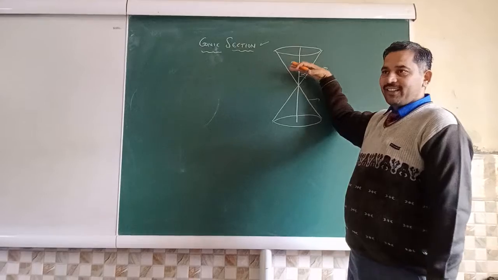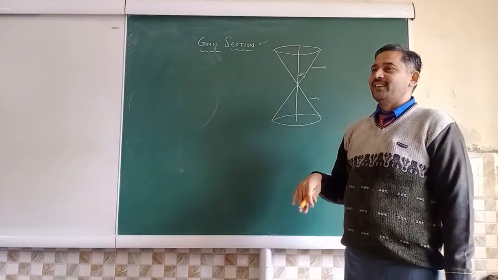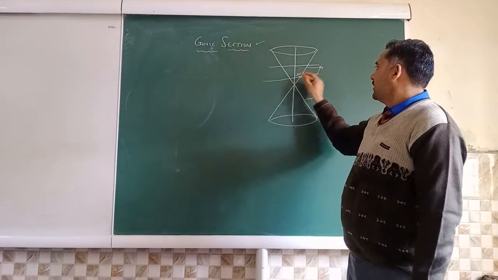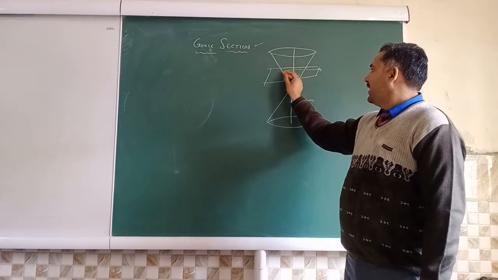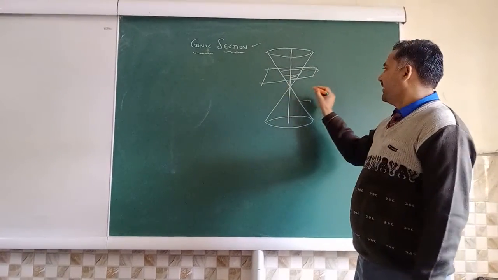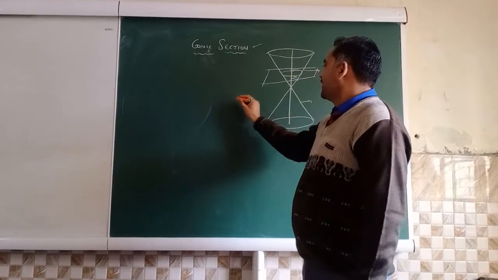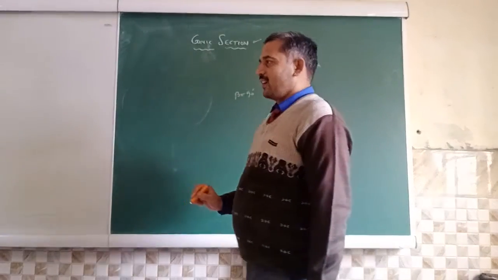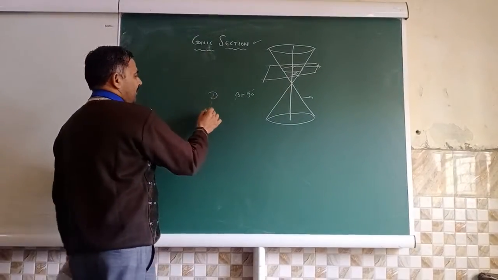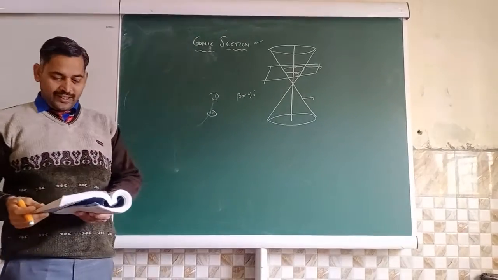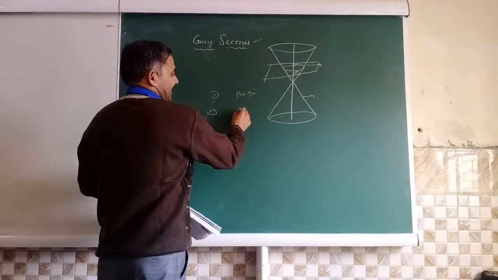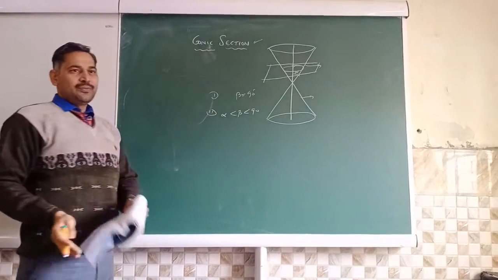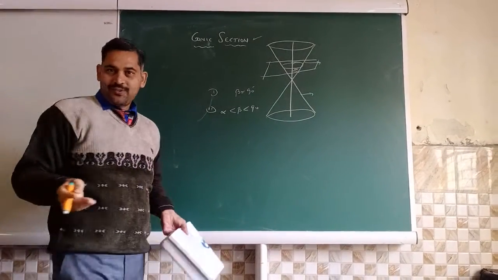If a plane intersects with this, four cases arise. First case, when the plane intersects the upper nappe at angle beta. If beta is equal to 90 degrees, then we get the first case, a circle. Case number 2: if beta is less than 90 and greater than alpha, which figure do we get? That is an ellipse.